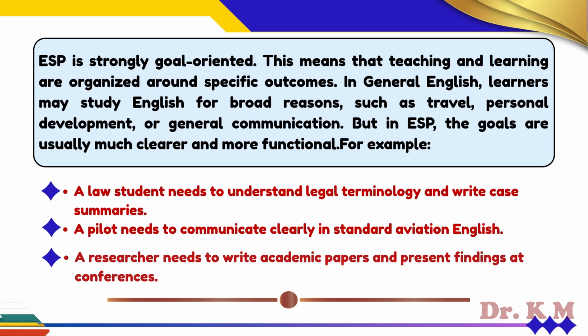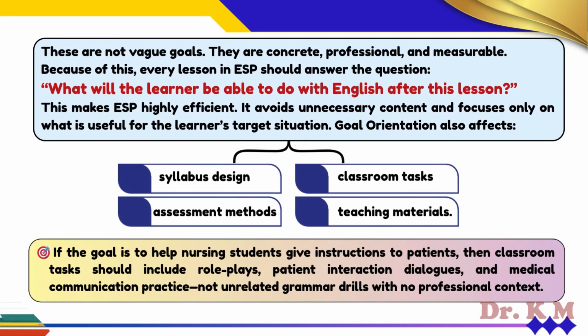For example, a law student needs to understand legal terminology and write case summaries. A pilot needs to communicate clearly in standard aviation English. A researcher needs to write academic papers and present findings at conferences. These are not vague goals. They are concrete, professional, and measurable.